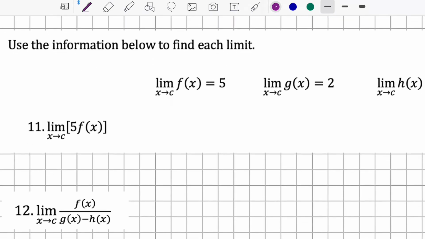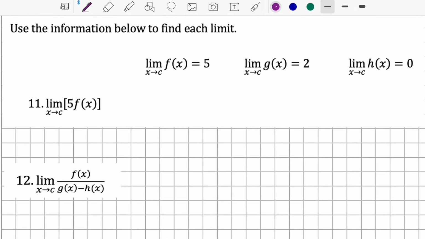Okay, now let's look at a different type of limit. Now for this one, it says use the information below to find each limit. But notice that this time, they didn't give me an actual function. What they did give me was the limit. So the limit as x approaches c, and c could be anything. The limit as x approaches c of f of x is 5. I also know that the limit as x approaches c of g of x is 2. And the limit as x approaches c of h of x is 0. So we don't have the function, but we have the limit. Now this c could be anything.